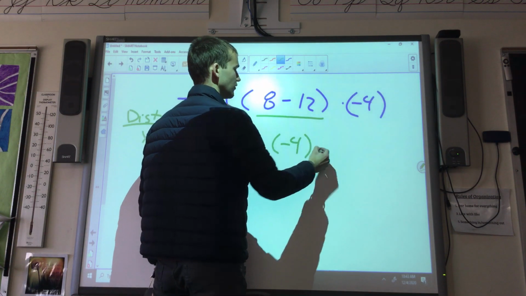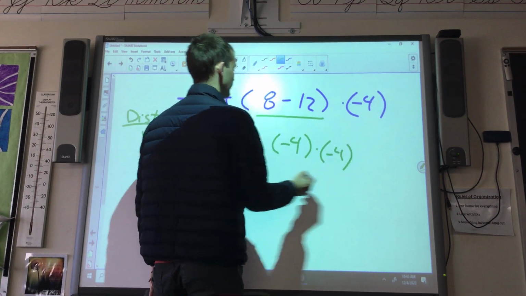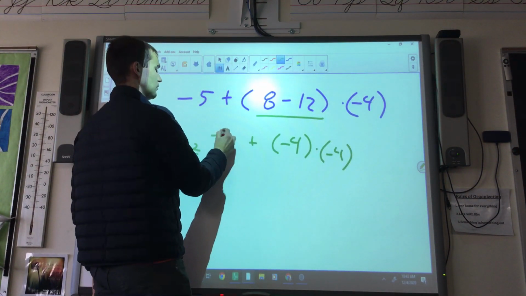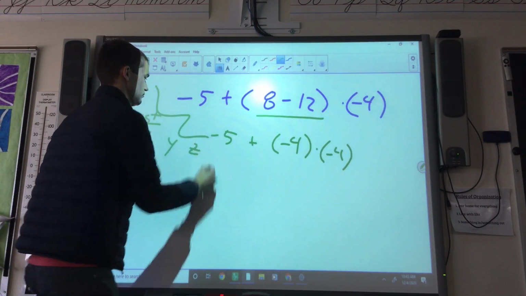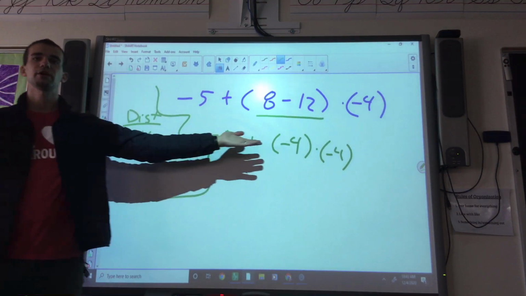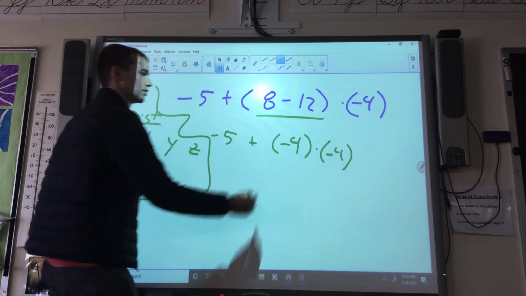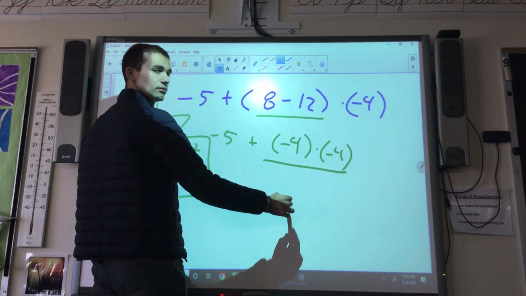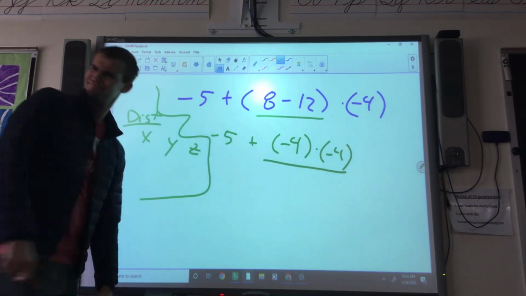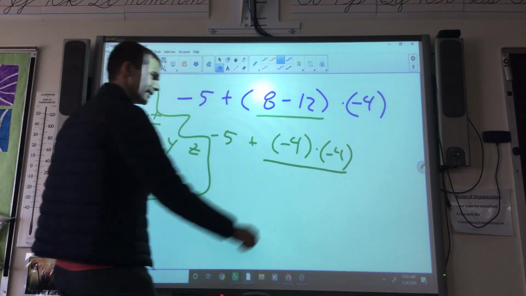Negative 4. So you have negative 4 times negative 4 plus a negative 5. Then what's next? You multiply, which is 16. 16.